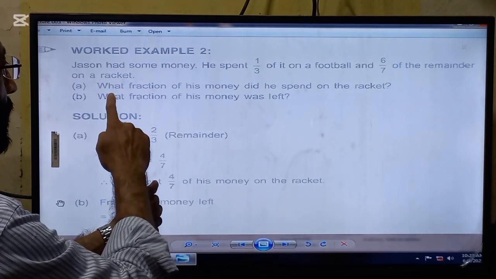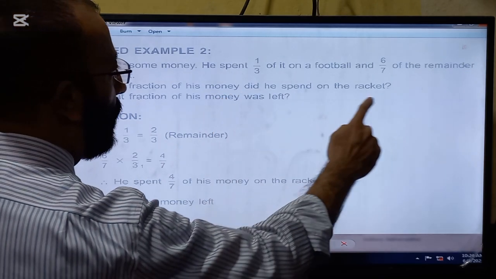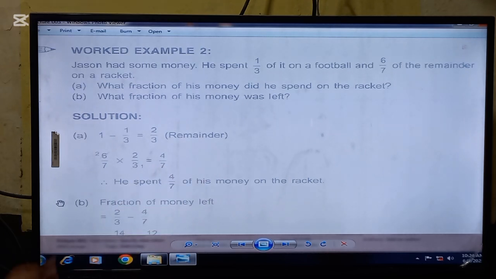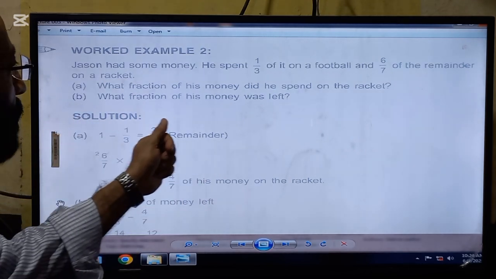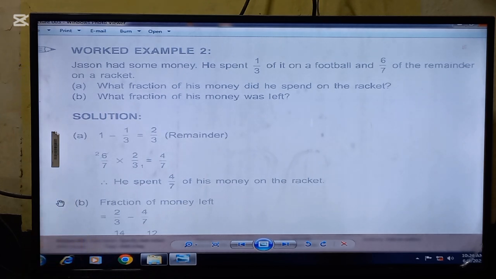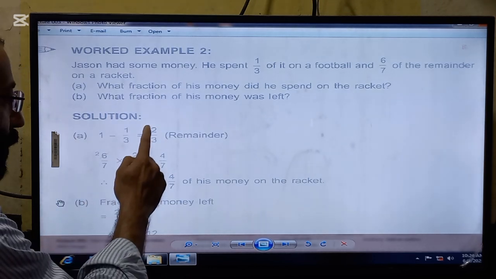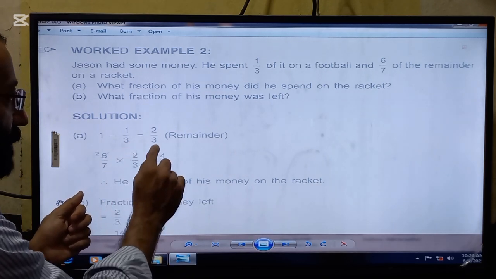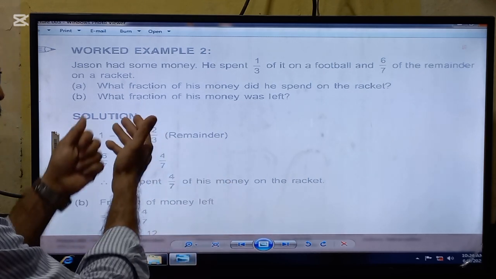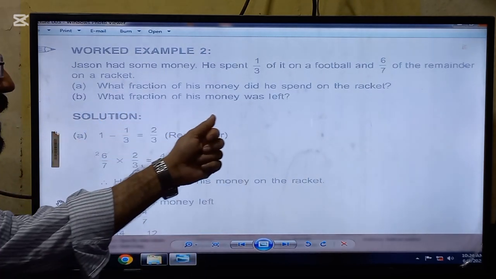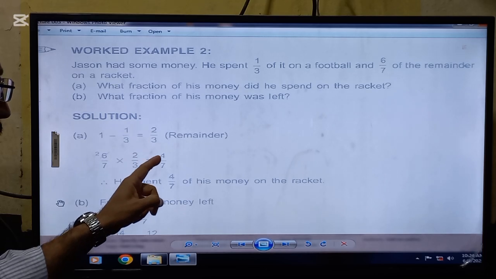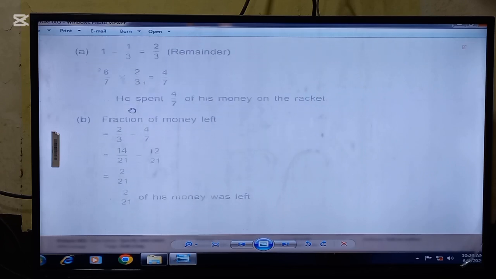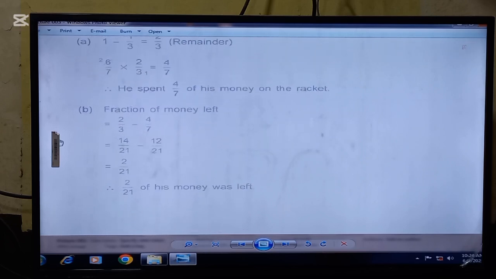So A part is done. That is, what fraction of his money did he spend on the racket? So the racket's portion was here. Now B part. B part is, what fraction of his money was left? Okay. After purchasing the football, this was the remainder. So if we subtract the money that is spent on the racket from the remainder, the answer will be the B part. What fraction of his money was left? So now look, 2 by 3 minus 4 by 7. This is the mathematical form, the equation of the B part now.